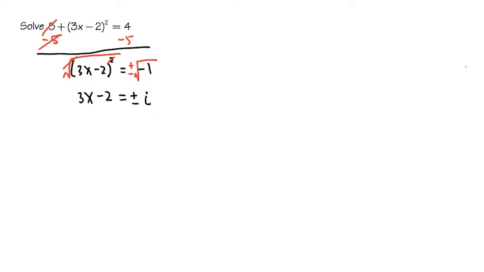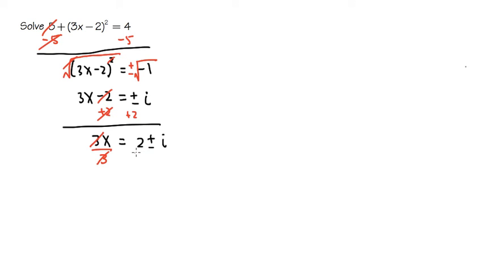Alright, so we have to isolate the x, so we can do that. Let's add the 2 on both sides first, so that this and that will cancel. And then we will have 3x equals 2 plus minus i. At the end, this is 3 times x, so we have to divide both sides by 3, so that this and that will cancel.